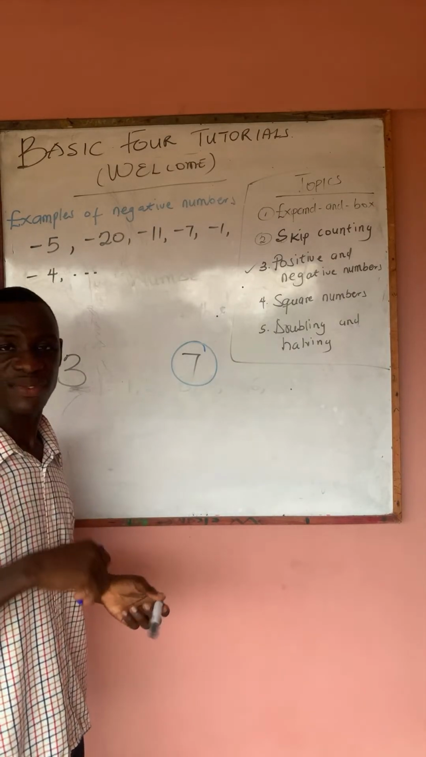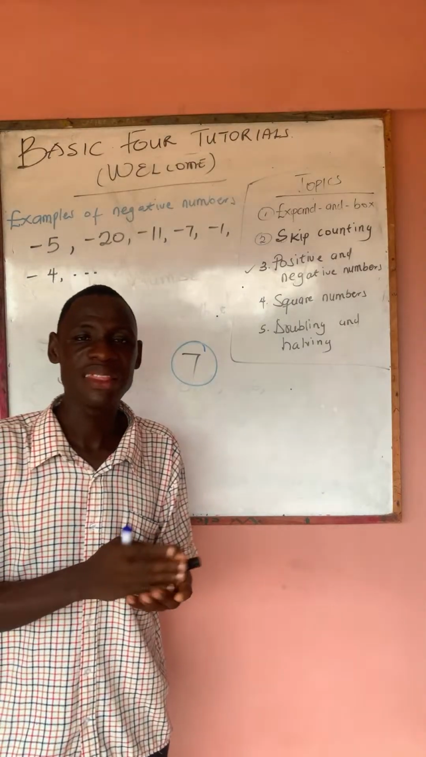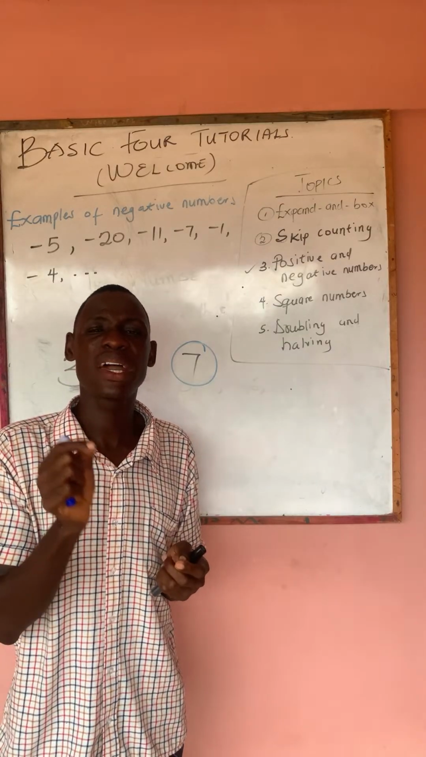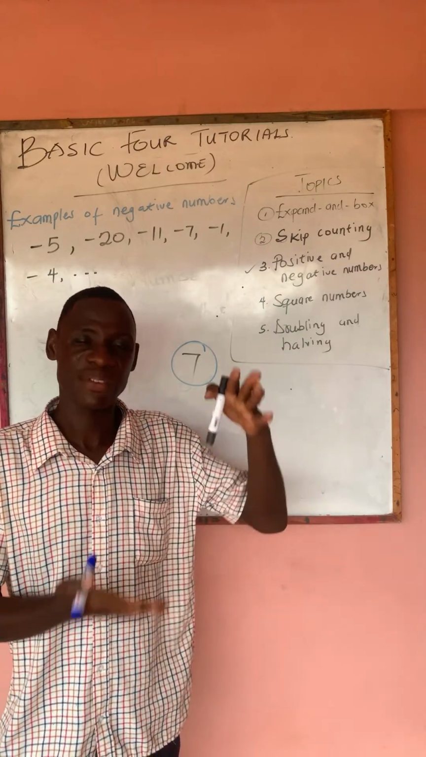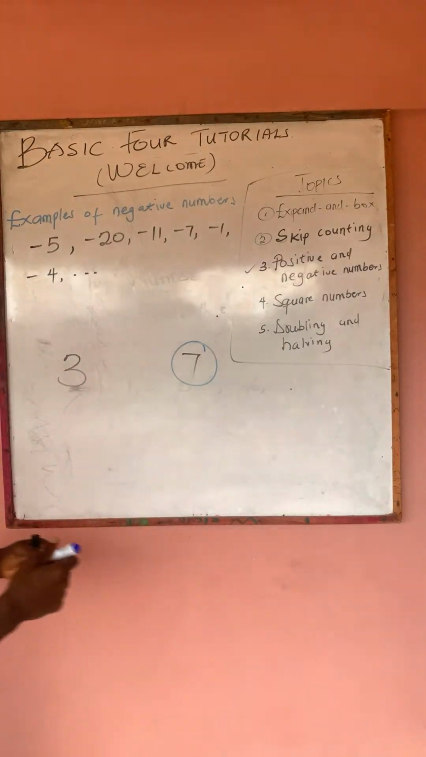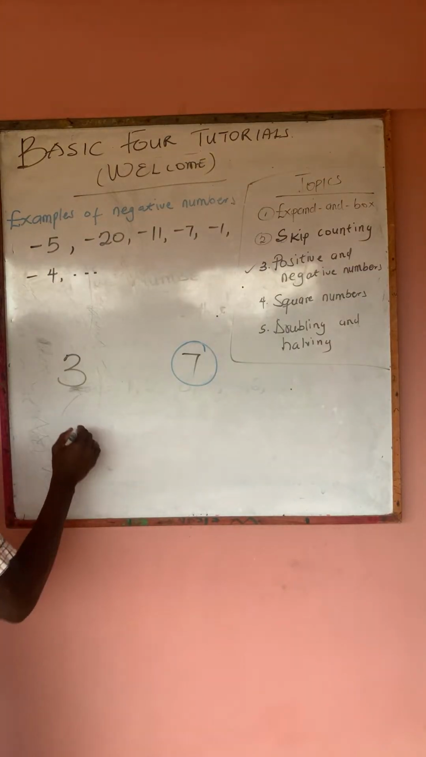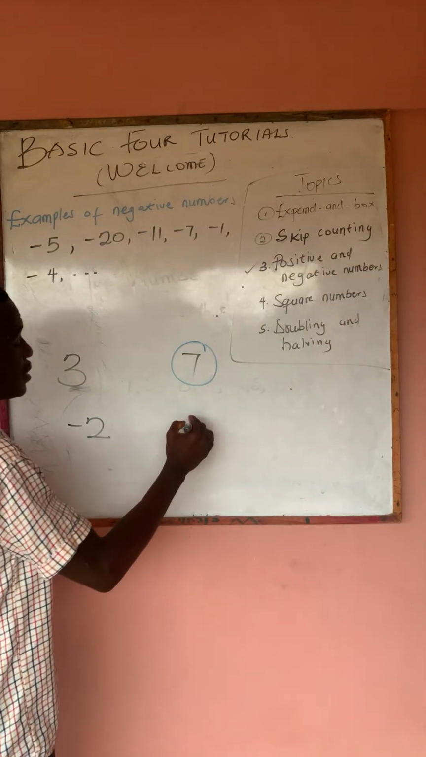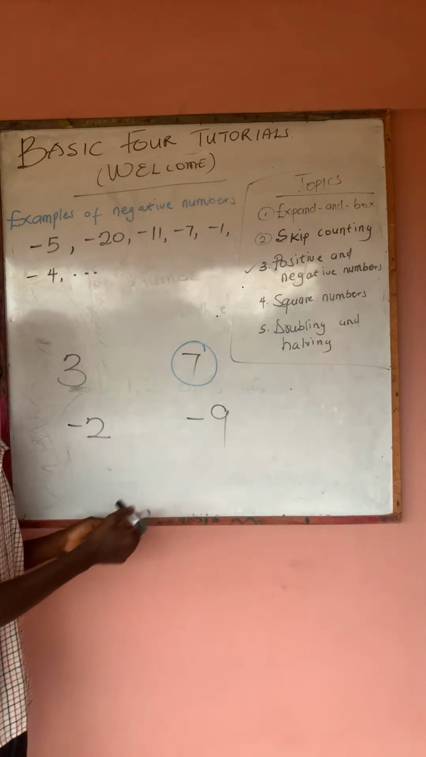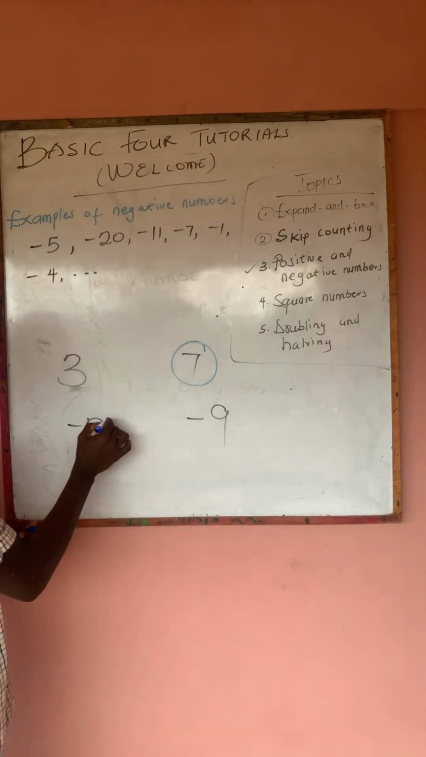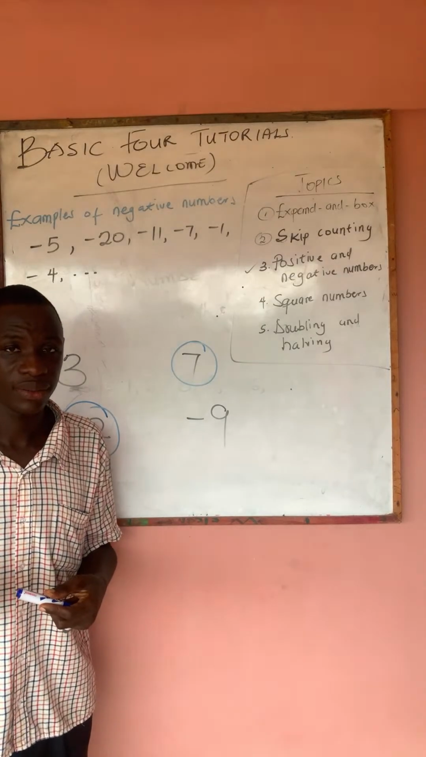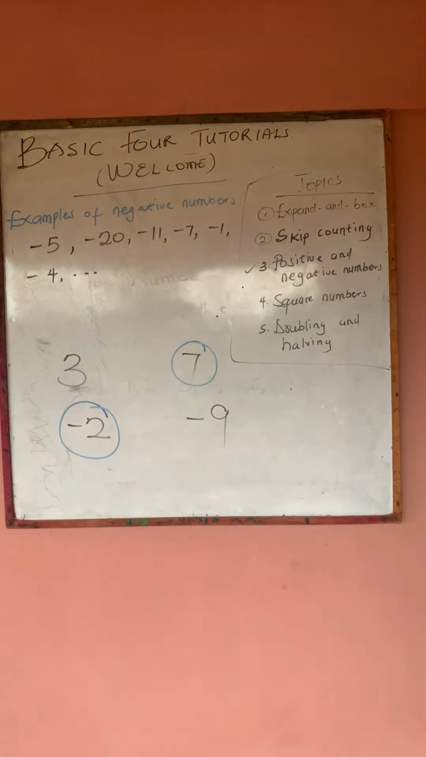When it comes to negative numbers, the smaller the number, the greater the value. So that implies that a small negative number has a greater value than a bigger negative number. For example, negative 2 and negative 9. Negative 2 has a greater value than negative 9. Let's take a scenario to back this up.